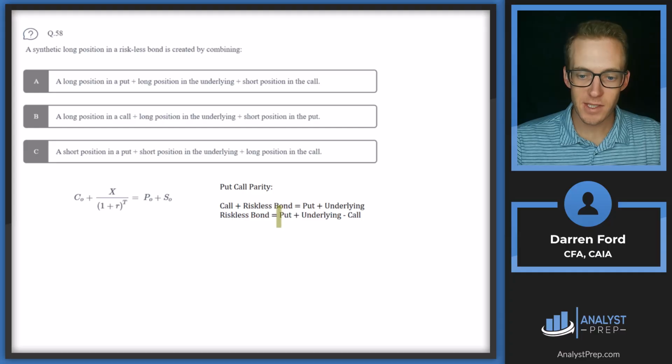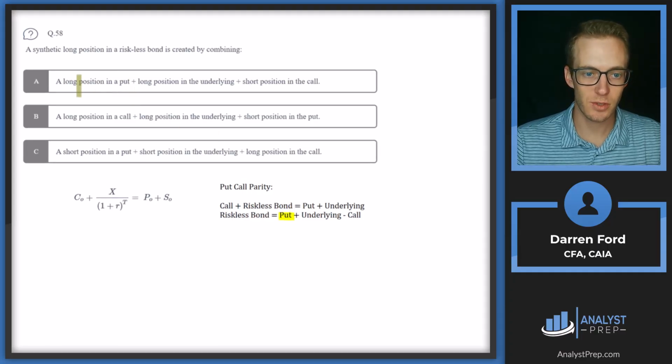So we've got a positive put, so we're going to be long the put. So if we look at these answers here, we've got long put, we have short put for B, so we can rule out that. And then for C, we also have a short position in a put, so I think we can rule out C as well. Let's make sure the others line up at first though.